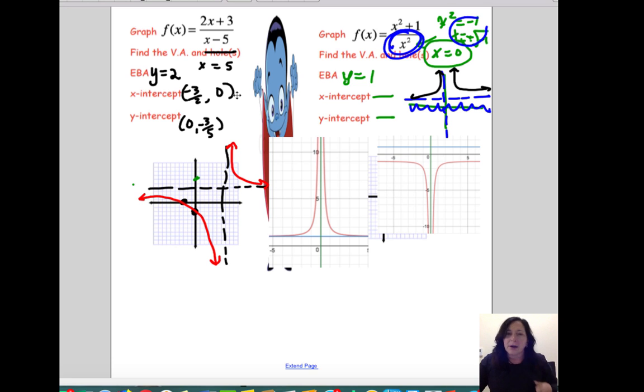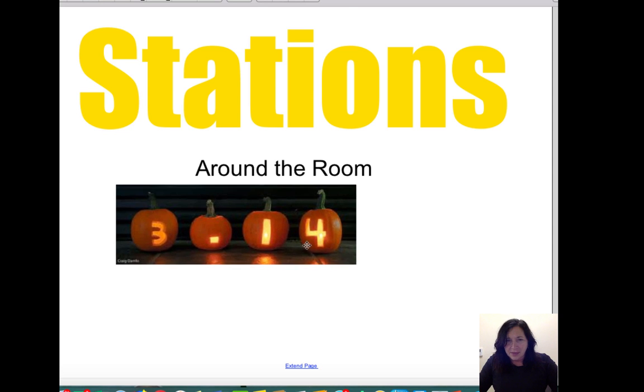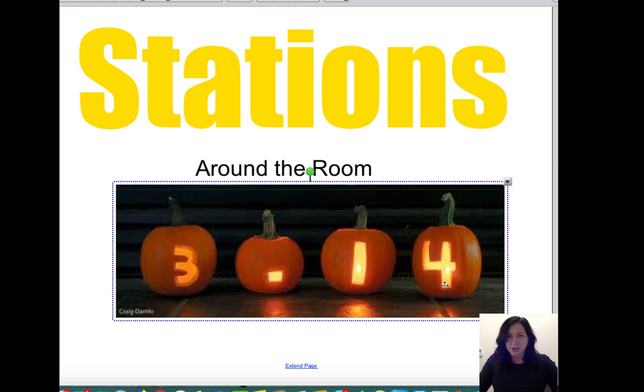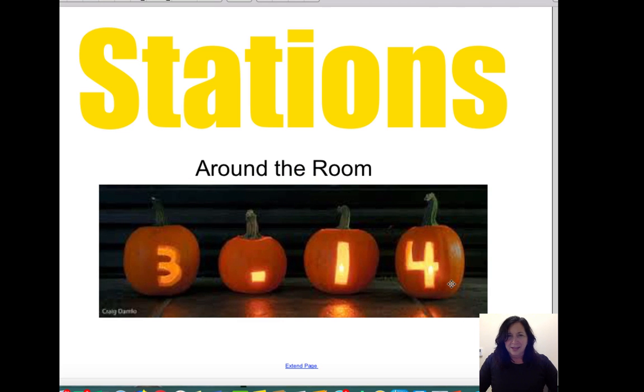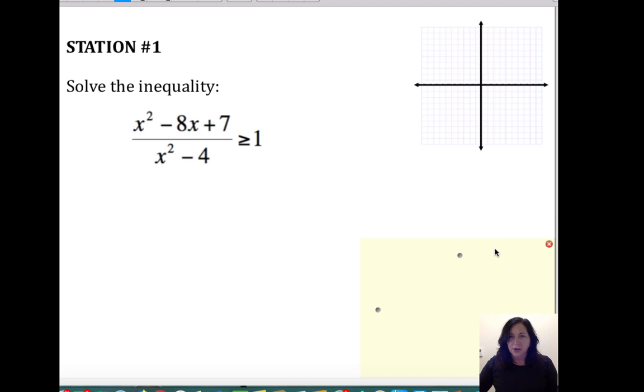Okay? All right. So the next thing that we did was we worked out some stations. And so students went around the room. They worked out stations. And I thought this was kind of a cool little picture here. I don't know if you can see that, but I liked it. So these were around the room stations. So I'm going to get started going over some of those. And let's see how you guys did on that.